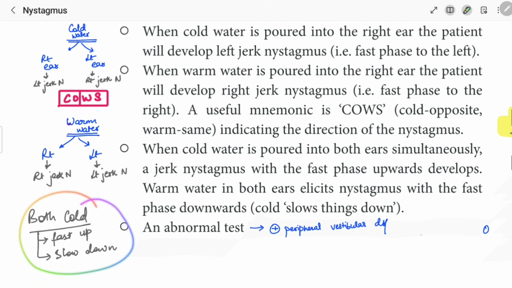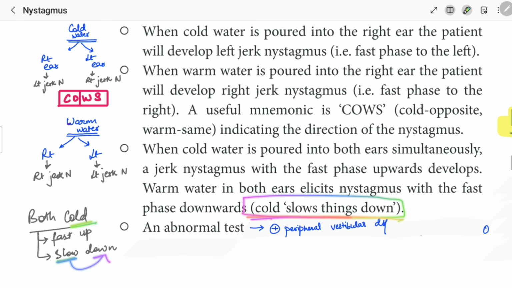Now, how to remember this? It is important that it is opposite for warm water, that the fast phase is downwards with warm water. Now, to remember this, there's a mnemonic given here that cold slows things down. So basically, when you put cold water, the slow component will be in the downward direction. If you remember that cold slows things down, you can remember that with cold, the fast component will be up, that is nystagmus direction will be up, and in the case of warm water, the nystagmus direction will be down because the fast component will be down.